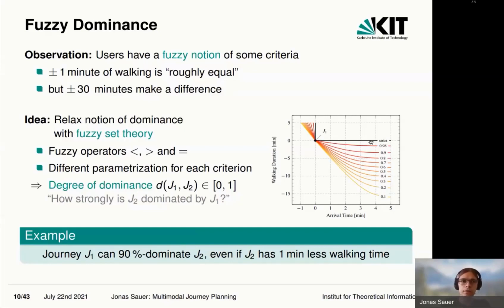And the further away we get from that, the larger the differences between the criteria become, the weaker the degree of domination becomes. So what that gives us is that if we look at the example I showed you earlier, where one journey was much worse in all criteria, but was better by walking time by 1 minute, then if we use fuzzy dominance, we can say that the other journey still 90% dominates journey 2, even though it's slightly better according to one criterion.